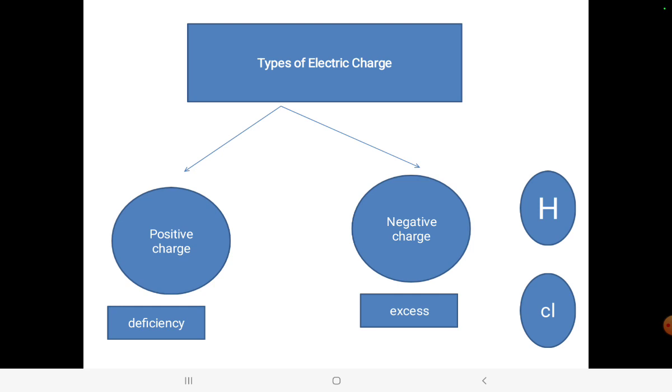So two types of charges are there. One is positive charge, which we already discussed. The positive charge means the deficiency, the loss of some charge, and the excess, that means to gain some electrons, is nothing but a negative charge. You can take an example with hydrogen chloride, HCl, hydrochloric acid, and in the same way NaCl, sodium chloride.